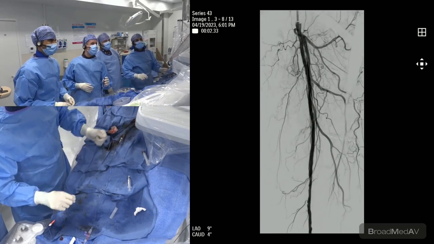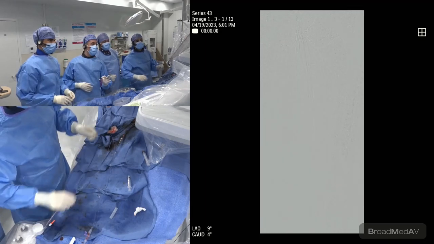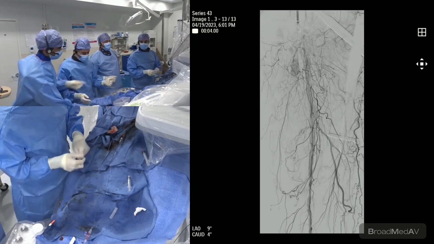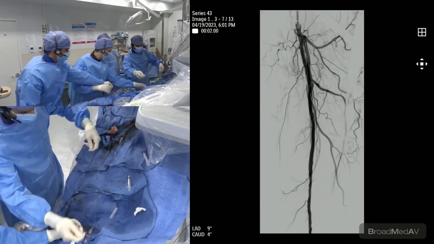Post-intervention here. See, this is what we were concerned about. So we have big dissections. Long dissection planes, like long dissections. But again, there does not seem to be recoil, but let's see what the gradient is.